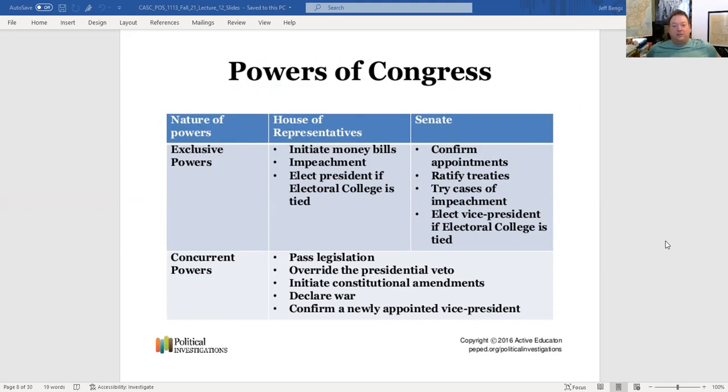And if for some reason the Electoral College was tied, let's say it was 269 to 269, and we'll use the election from a year ago, Biden and Trump, then it would fall upon the House of Representatives to elect the new president. The Senate confirms people who are appointed, like the aforementioned Amy Coney Barrett, the last Supreme Court justice to be confirmed. She was nominated by the president. She was voted upon by the House, and then she was confirmed by the Senate.